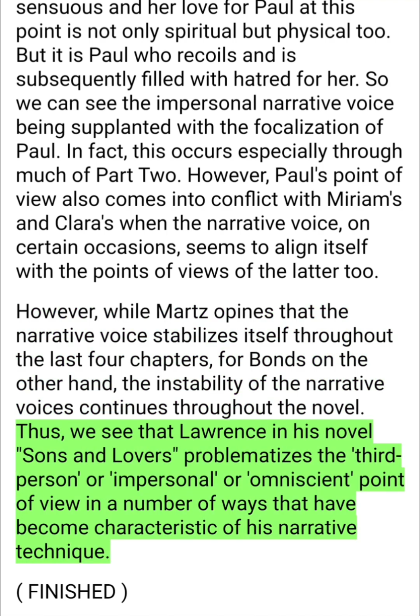Thus, we see that Lawrence in his novel Sons and Lovers problematizes the third-person or impersonal or omniscient point of view in a number of ways that have become characteristic of his narrative technique.